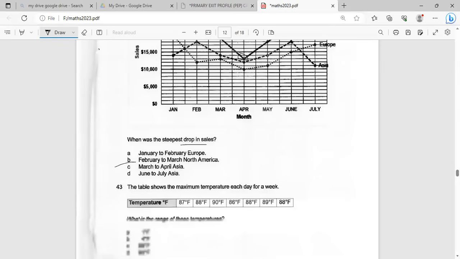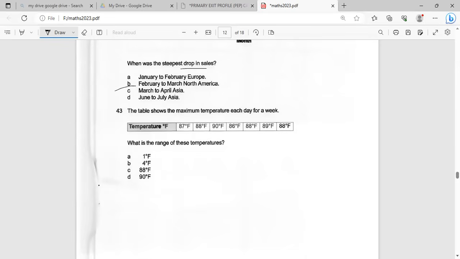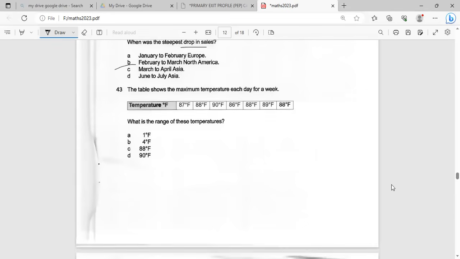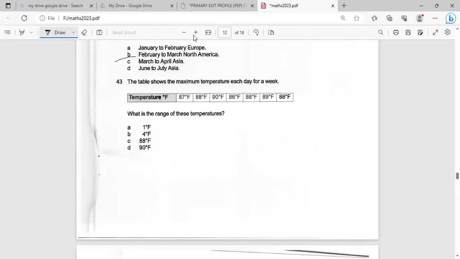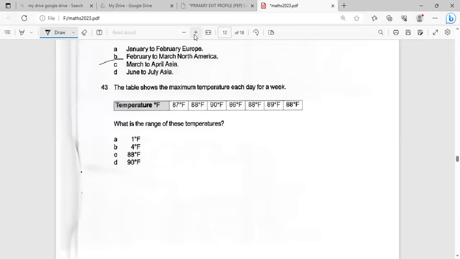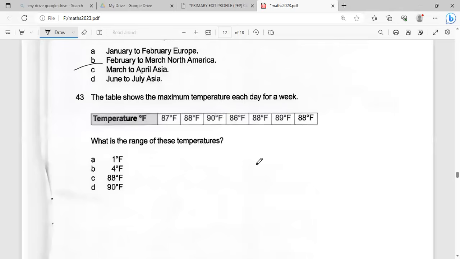All right, 43. The table shows the maximum temperature each day, each day for a week. So, what is the range? The range is the highest value, which is 80. No. Too fast. This is 90. What's the lowest one? 86. I'm seeing 86 as the lowest. 87, 88. Yeah. Sorry about that. So this would be 4 degrees.